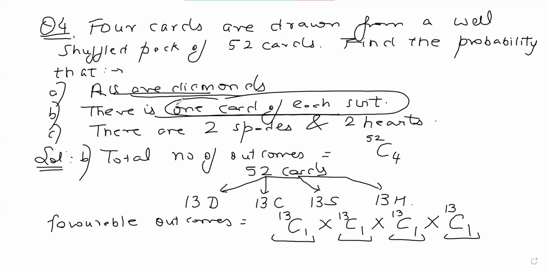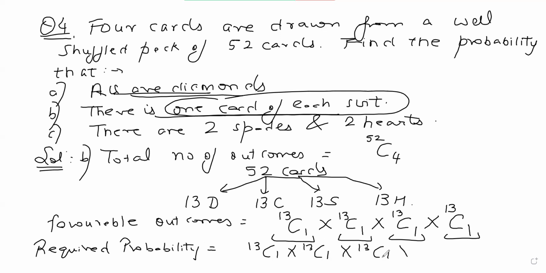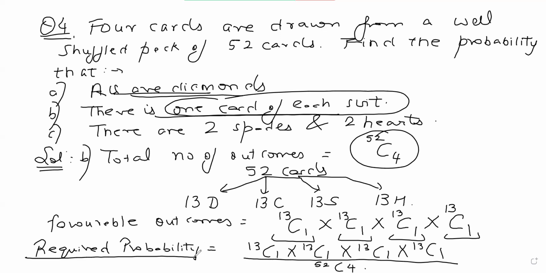So what is my required probability for part B? The required probability is 13C1 times 13C1 times 13C1 times 13C1 whole divided by the total number of outcomes, which is 52C4. This gives me the required probability.